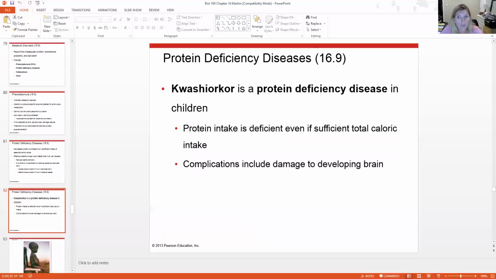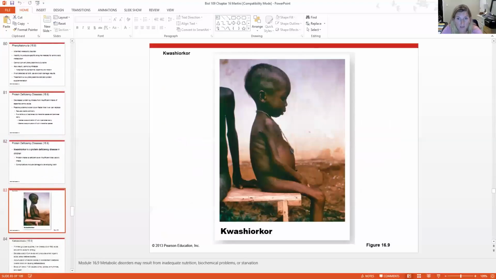Kwashiorkor, or protein deficiency disease in children, is when the protein intake is deficient enough, even if there is sufficient total calorie intake. Complications include damage to the developing brain. This is the puffy belly on the starving children. Very sad. Kwashiorkor.